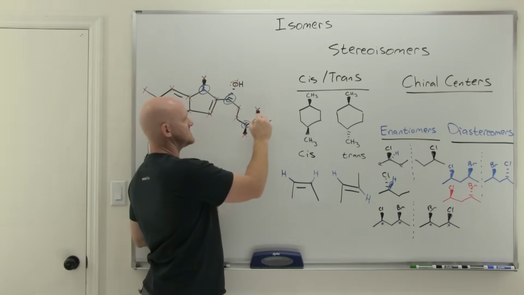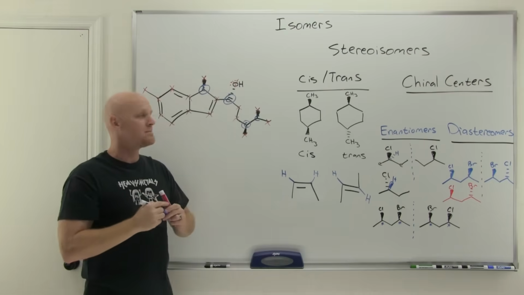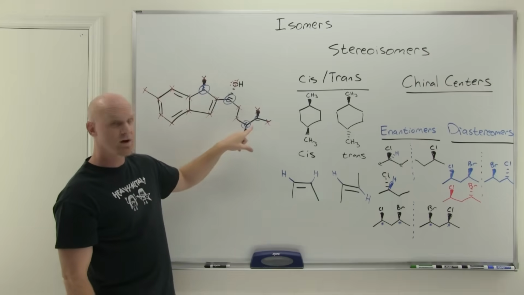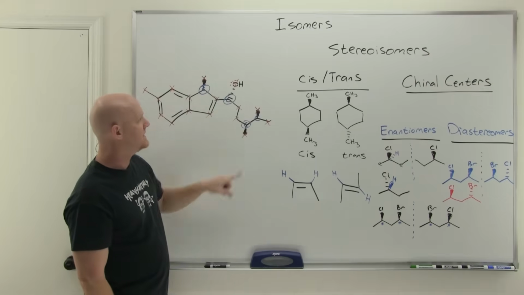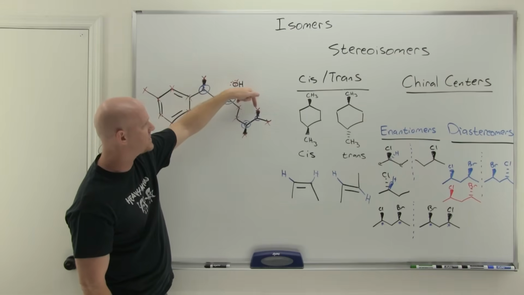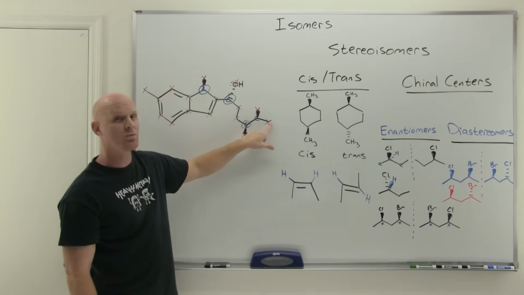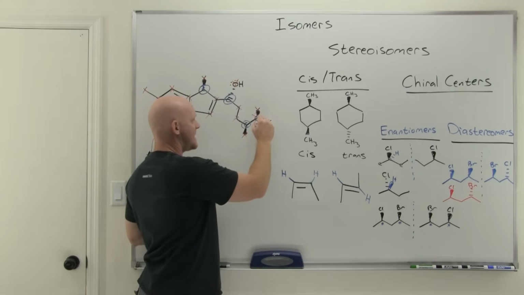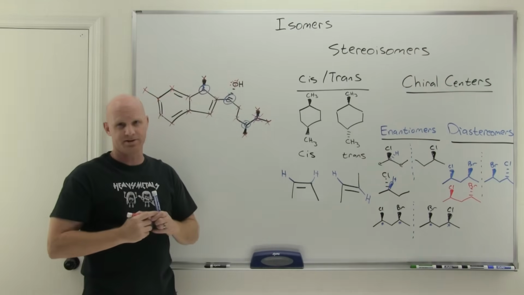And then last but not least, the only carbon we haven't looked at is that guy right there. This is the tricky one in this example, this is the one where I'm expecting to fool a few students. So this carbon right here is actually bonded to a methyl group right there and another methyl group right there. Those are both methyl groups. And so this is not a chiral center.